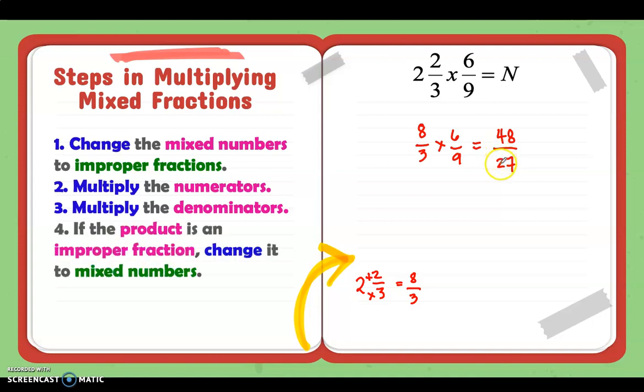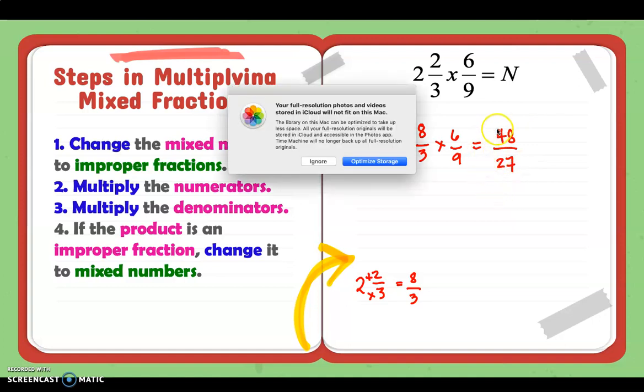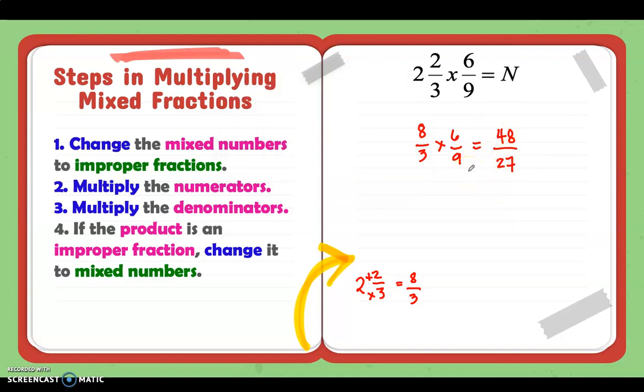Now, if the product is an improper fraction, change it to a mixed number. So now it's an improper fraction. It's not in the lowest term, it's not the final answer. So you have to change this improper fraction to a proper fraction. So always, the final answer is not an improper fraction. So we have 48/27. To change this into a mixed number, you just have to divide.